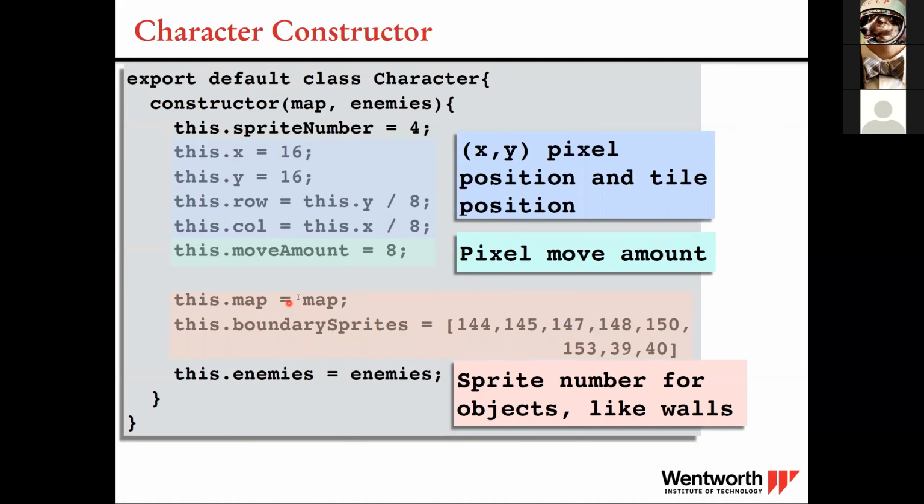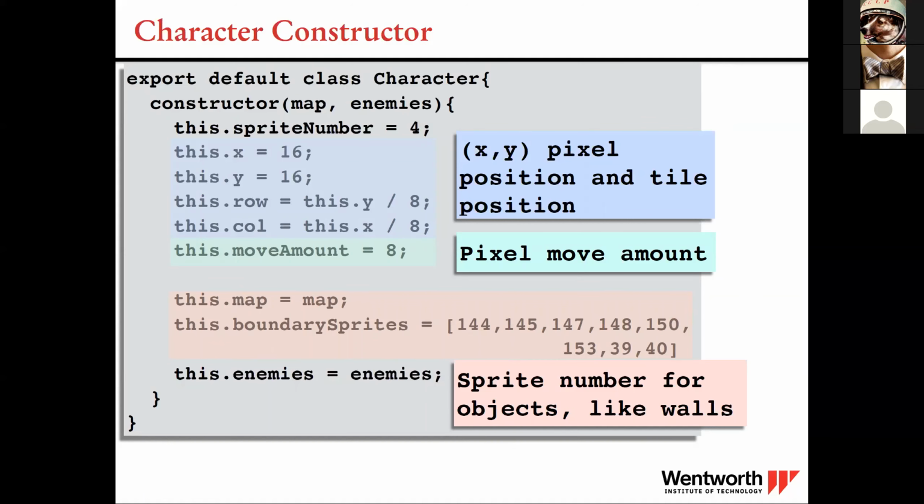We also have information about the map. So here is our full map, and when we get to the main code, we're going to see how I send this in there. And then we have an array for the boundary sprites, the sprites that are things that you cannot move through. So you see in here we've got 150, 153, a couple in the 140s.